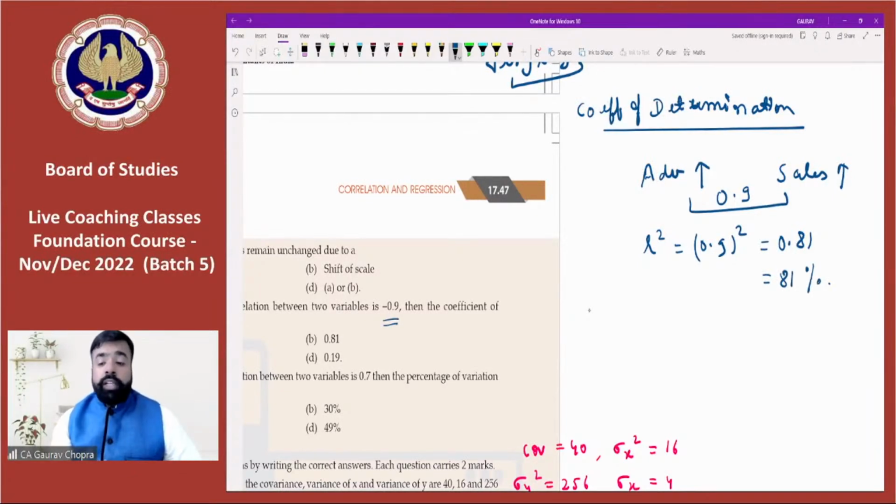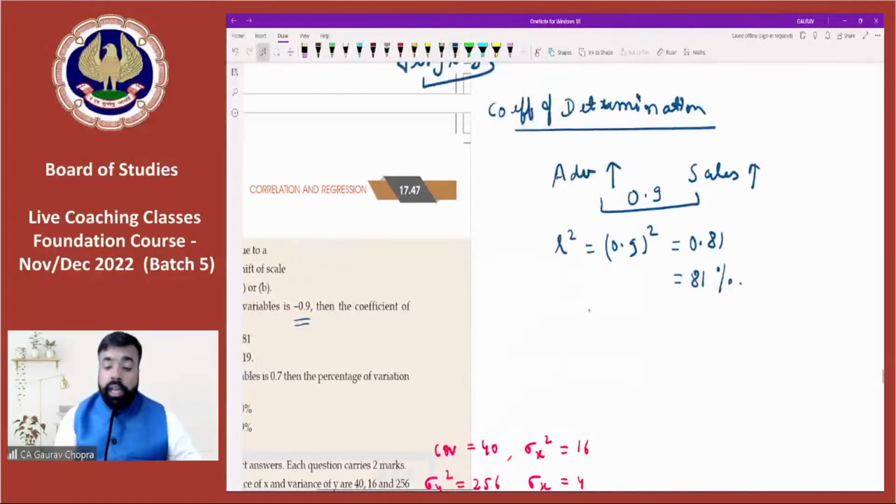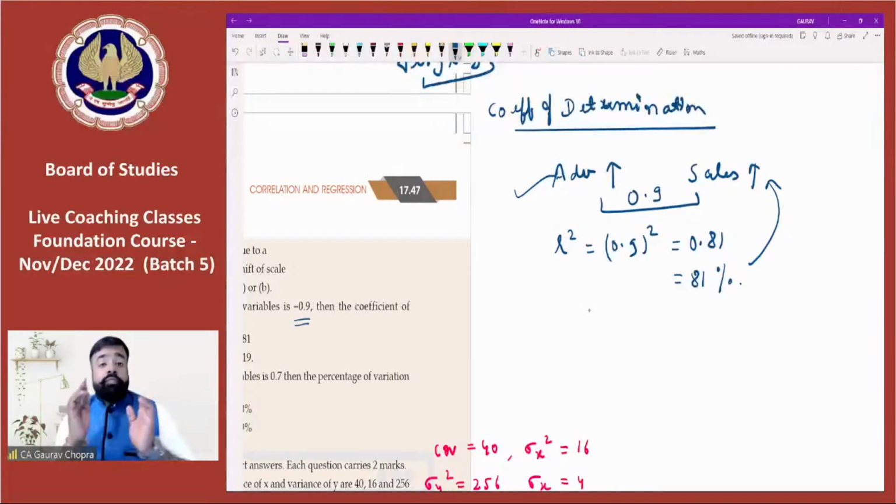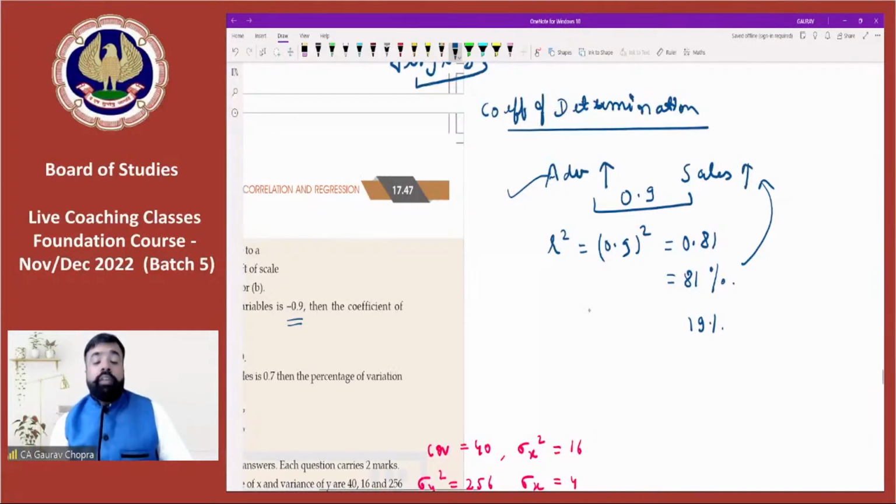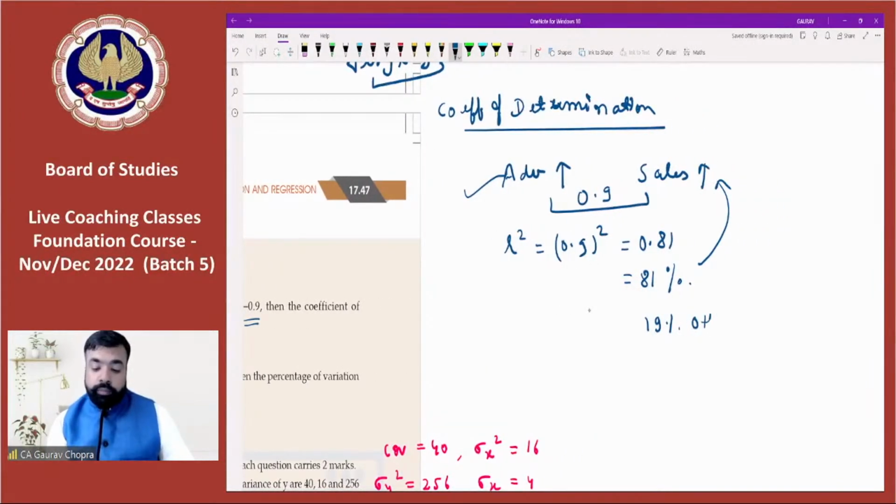So what is this 81%? This 81% denotes that whatever change is coming in sales, out of that, 81% change is due to this advertisement. 81% change in sales is due to advertisement, and the remaining 19% change is due to some other factors which are unknown to us. So 19% change is due to other factors.